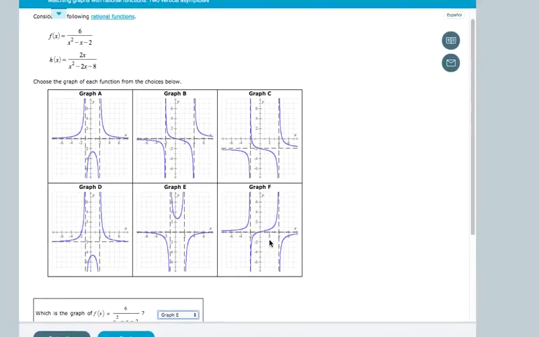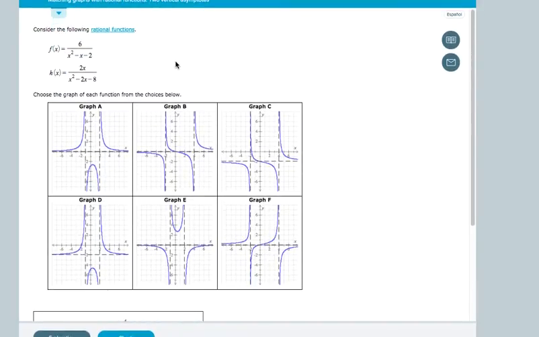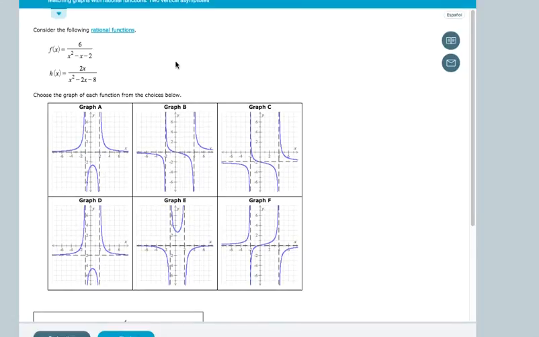Okay, now let's look at h of x. So h of x says it's 2x over x squared minus 2x minus 8. So if we factor the bottom, it's going to be x minus 4 times x plus 2, which gives us vertical asymptotes of positive 4 and negative 2. So that's going to be B, C, or F, one of these guys, because they all have those vertical asymptotes at negative 4 and positive 2.